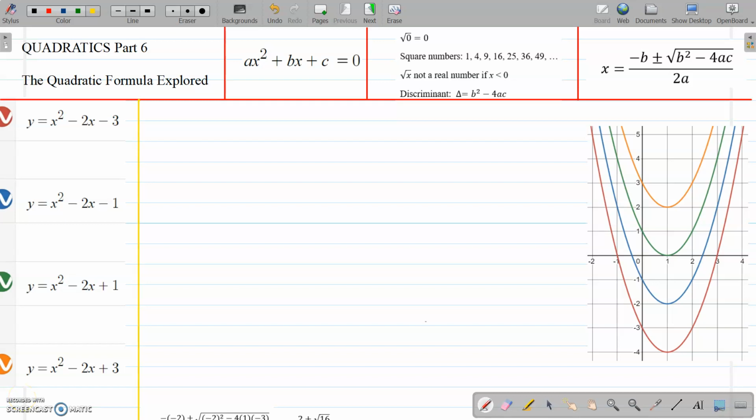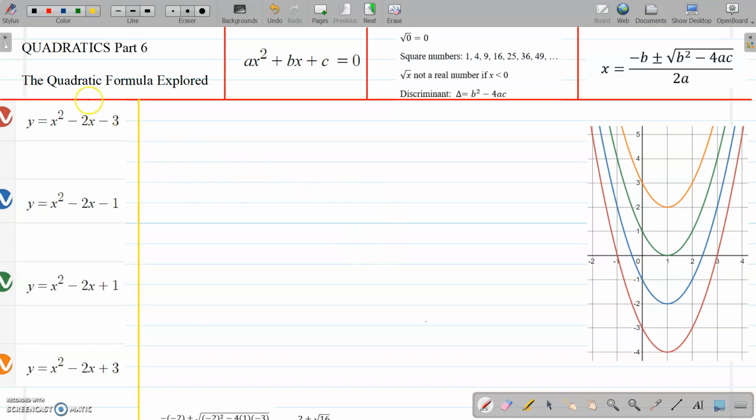Welcome to part 6 of our series on quadratics. Now in this video we're going to explore the quadratic formula. We're going to look at the different outcomes from the formula, some aspects of it that you may not yet have thought about. We're also going to look at the relationship between the results from the formula, the graphs and the solutions or roots of the equations that they relate to.